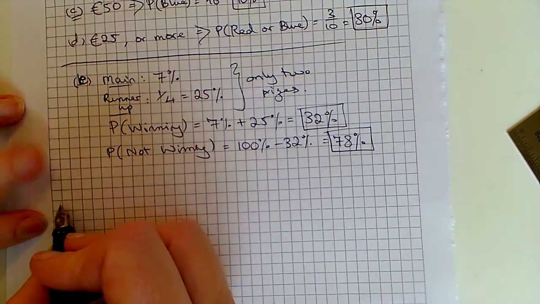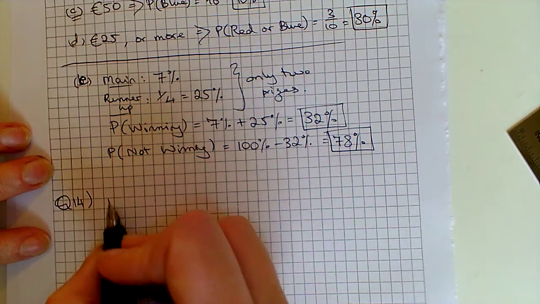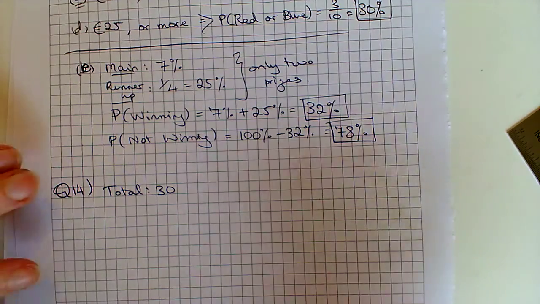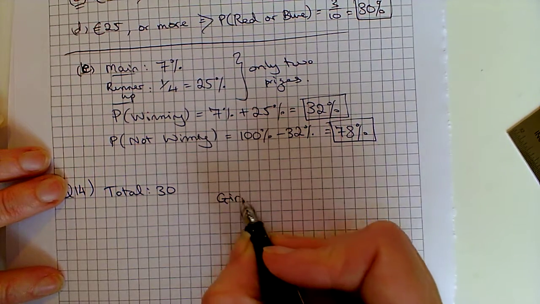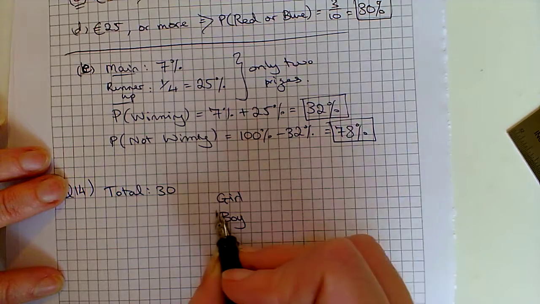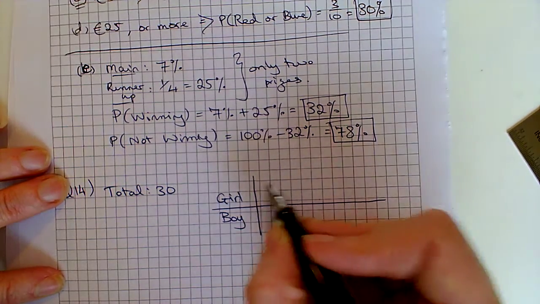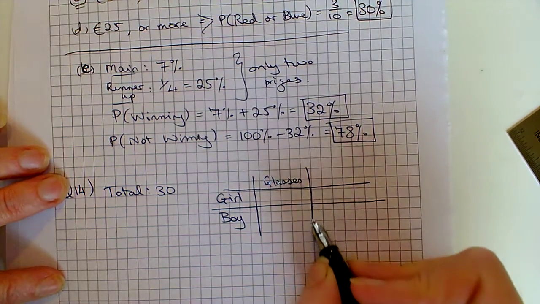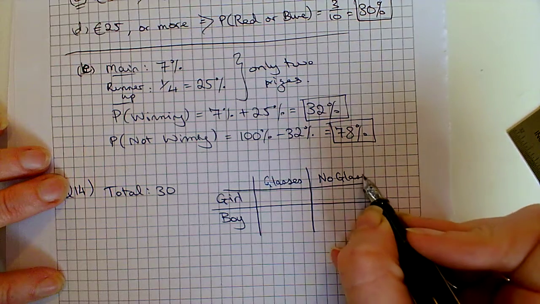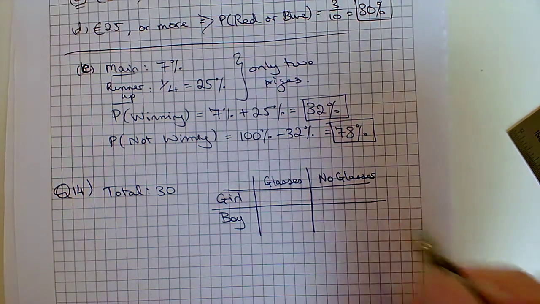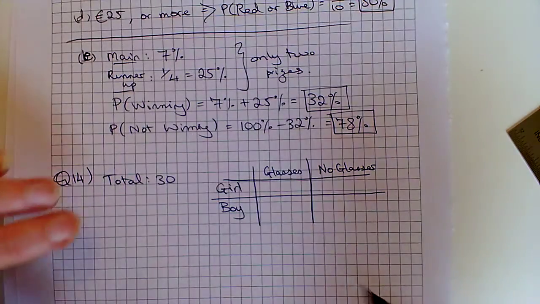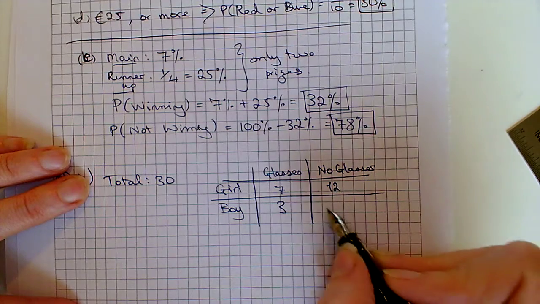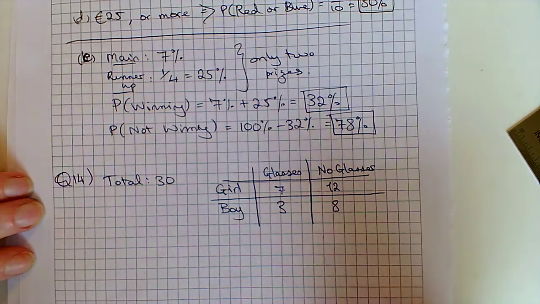Okay, question 14 then. There are 30 students in a class. So I have a total of 30 students. And there's a table that shows us a breakdown between girls and boys. And each of those either wears glasses or doesn't wear glasses. Okay, so everybody's in one of these 4 sectors here in this class. There's 7 girls who wear glasses and 3 boys. There are 12 girls who don't wear glasses and 8 boys who don't wear glasses.